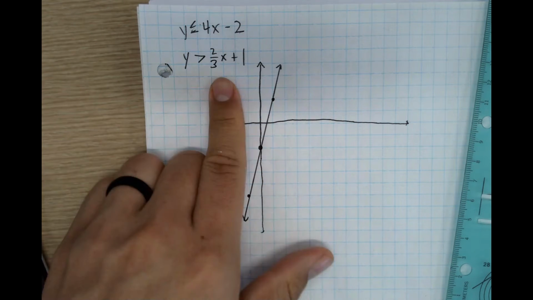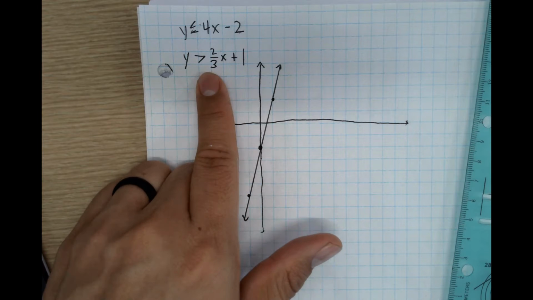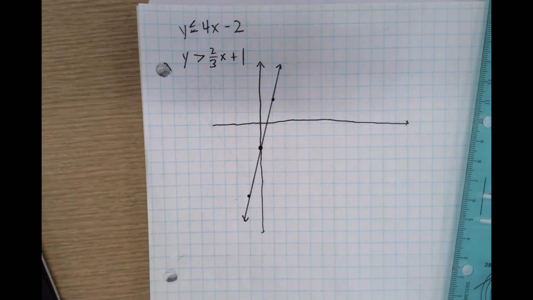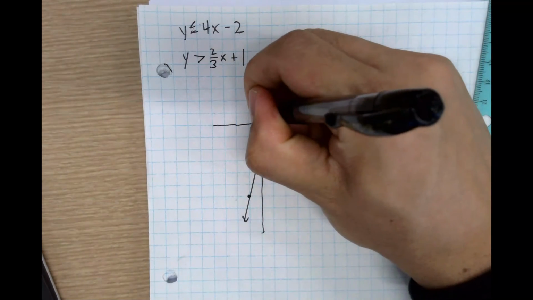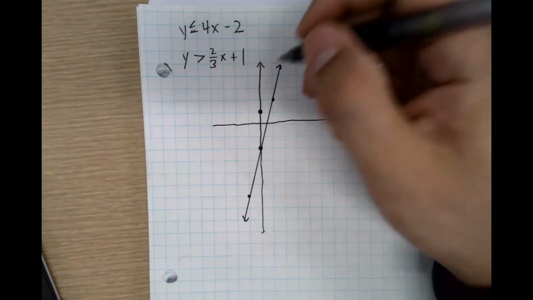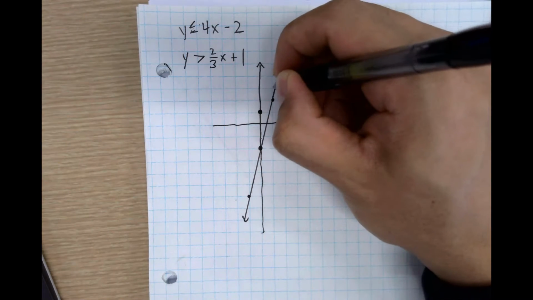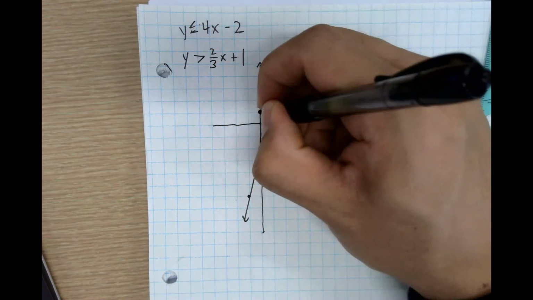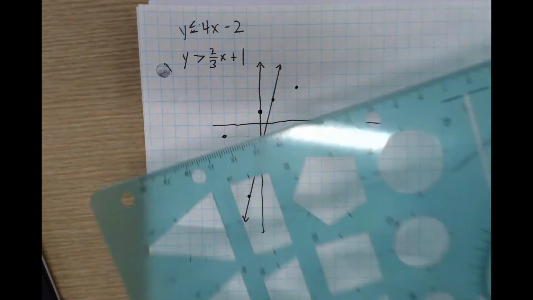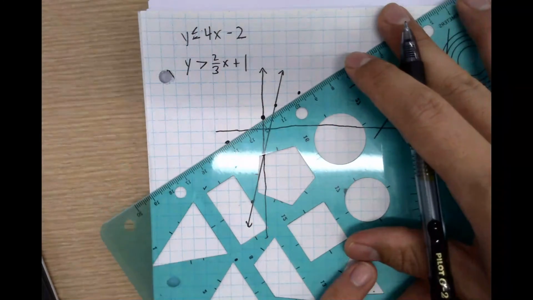I'm going to go ahead and draw my next one, which is y is greater than 2/3 x plus 1. So I would draw it at 1 right here for my y-intercept, right? And then my slope is 2/3, so I would go 2 up, 1, 2, over 3, 1, 2, 3. Go down 2 over 3. For this one, it would be a dotted or dashed line.